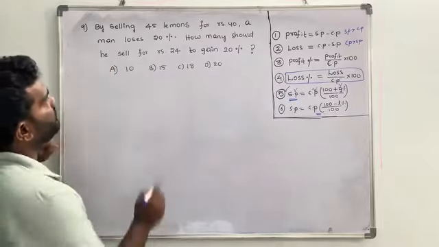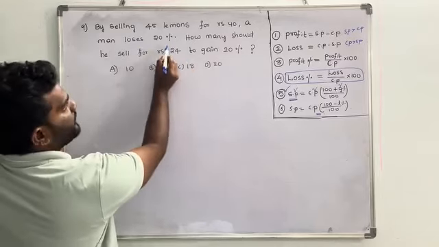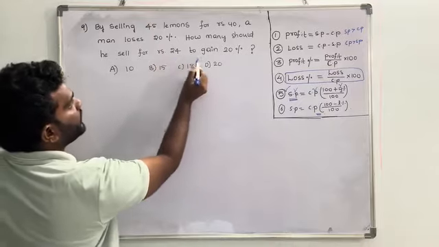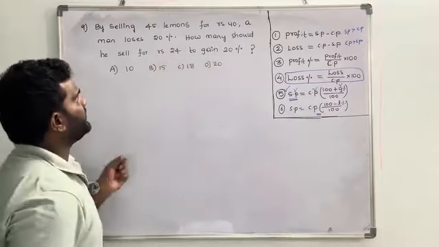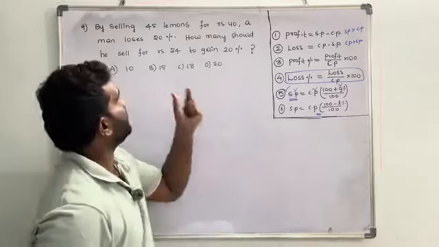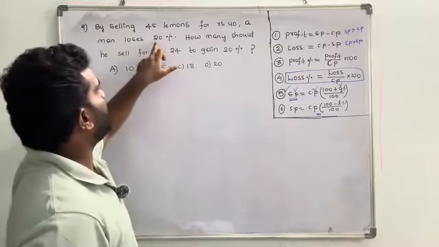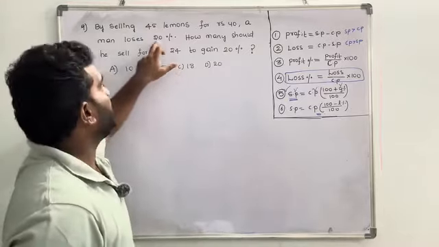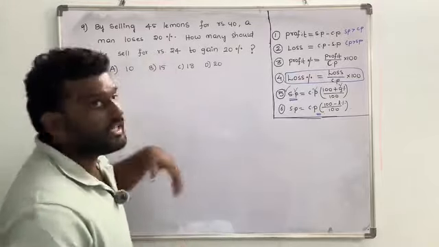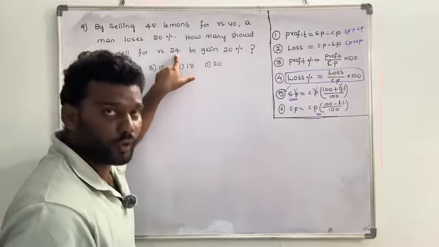By selling 45 lemons for rupees 40, a man loses 20%. How many should he sell for rupees 24 to gain 20%? See here, the question is, a person sold 45 lemons for only 40 rupees, so ultimately he got a loss of 20%. Then to get 20% profit, how many lemons does he have to sell for 24 rupees?